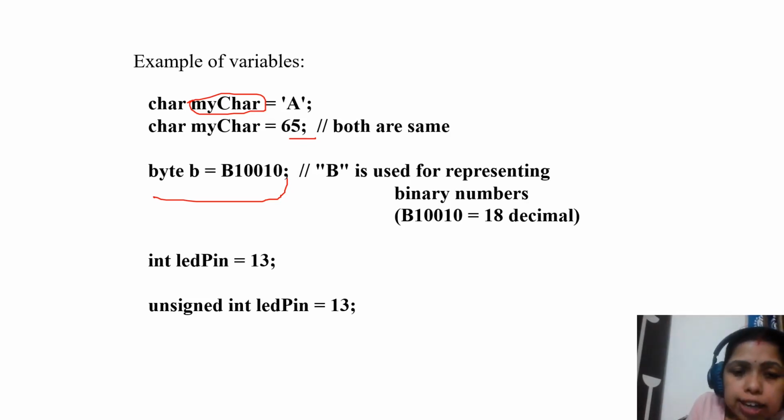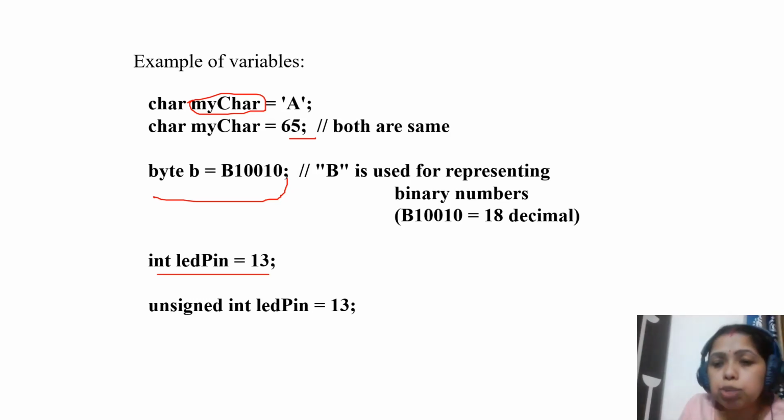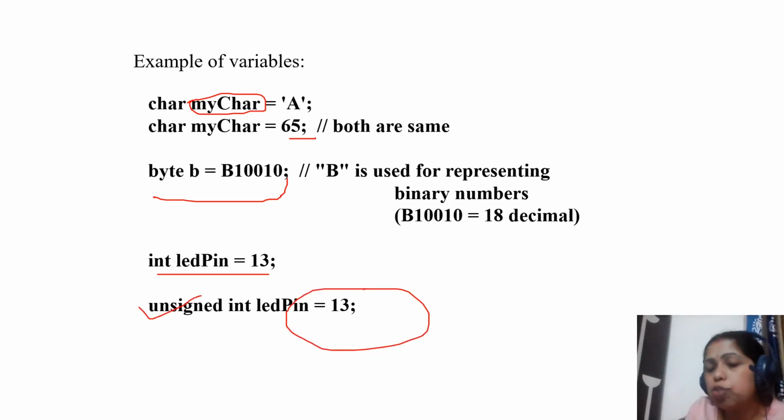Okay, int led pin 13: led pin is a variable name. Whatever pin you are using in the program, you have to initialize this pin number in your code. Suppose you are using digital pin 13, you have to store that pin number in one variable. Since 13 is an integer, your data type is int, led pin equal to 13. You can also define it as unsigned, as there is no significance of positive and negative for the pin number, so you can also use unsigned int led pin.